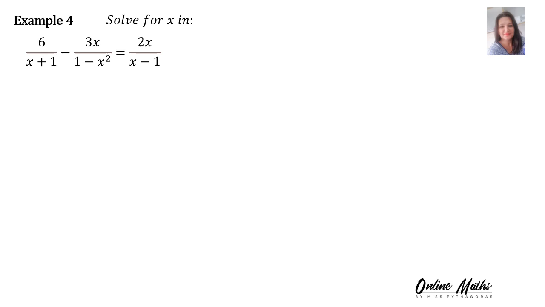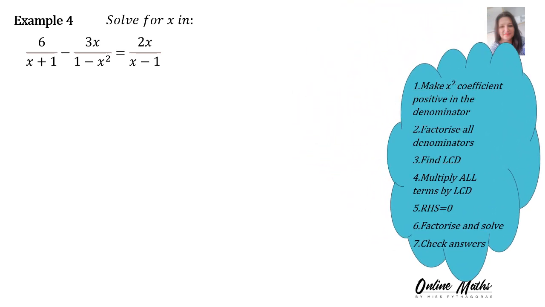Example 4: solve for x in the following equation that contains fractions. Now, the first problem we find here is in the denominator of the second term, there's a negative in front of x squared. So step 1 is we have to make x squared's coefficient positive in the denominator.